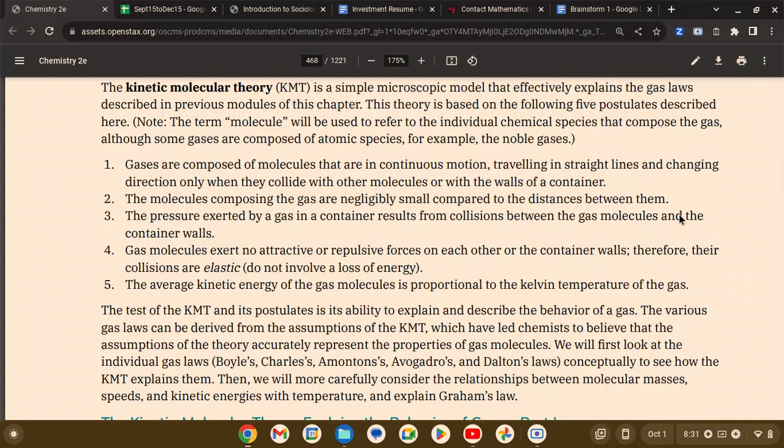The test of the KMT and its postulates is its ability to explain and describe the behavior of a gas. The various gas laws can be derived from the assumptions of the KMT, which have led chemists to believe that the assumptions of the theory accurately represent the properties of gas molecules. We will first look at the individual gas laws, Boyle's, Charles's, Amontons's, Avogadro's, and Dalton's laws, conceptually to see how the KMT explains them. Then we will more carefully consider the relationships between molecular masses, speeds, and kinetic energies with temperature, and explain Graham's law.